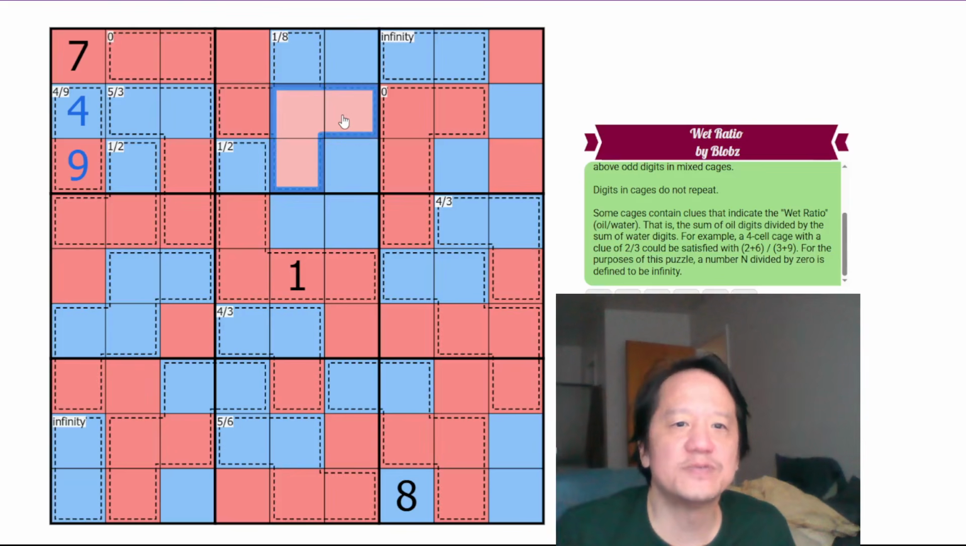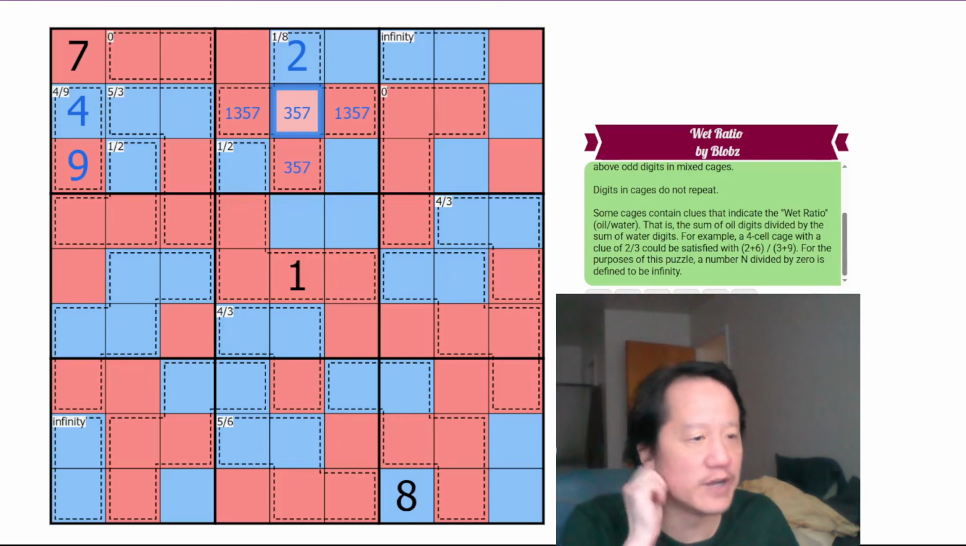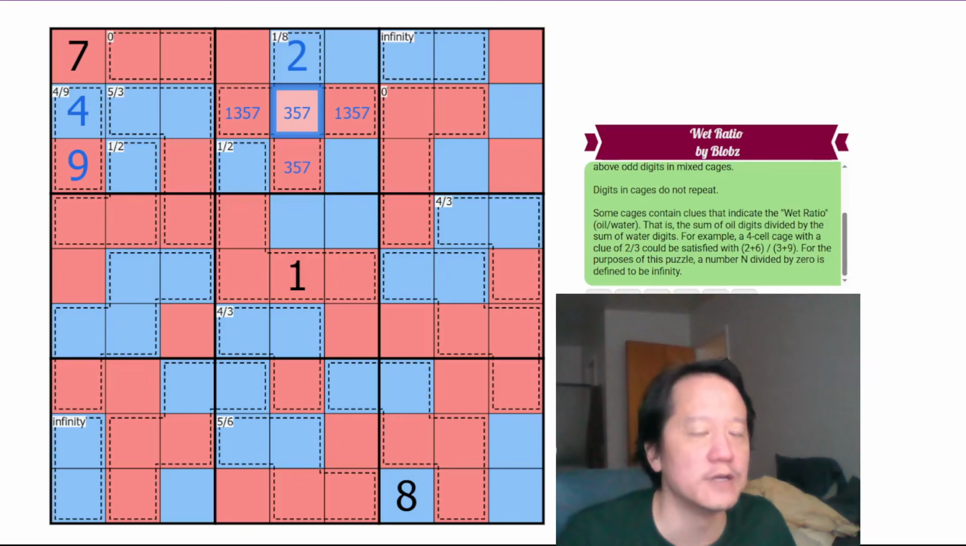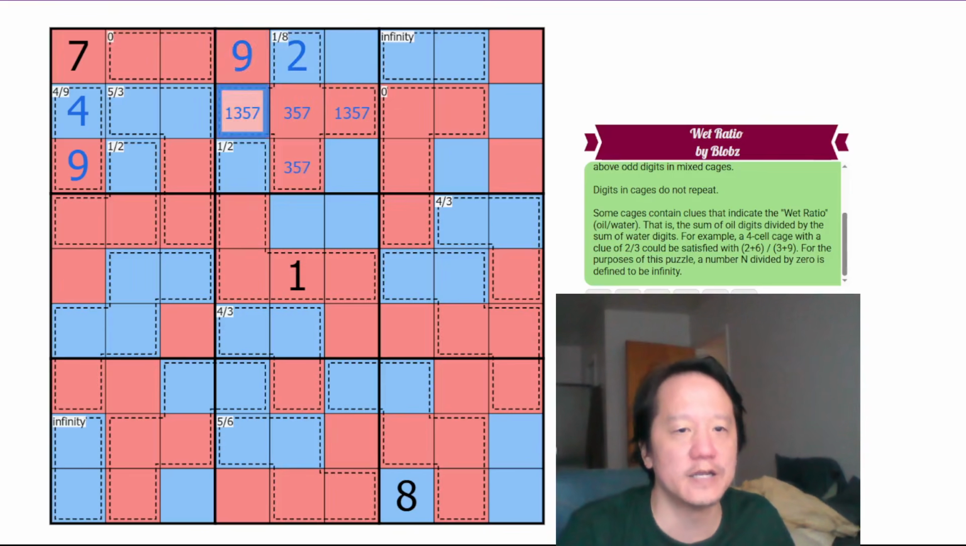But 3, 5, 7, 9 would have to have 3 here as the numerator, which is obviously not an even number. So it must be 1, 3, 5, 7 here, which adds up to 16. And then we have 2 as the numerator. So 2 divided by 16 would be in a 1 to 8 ratio. Therefore, that makes this a 9.